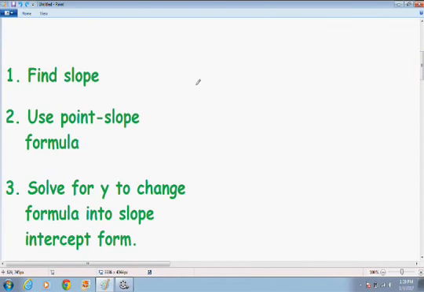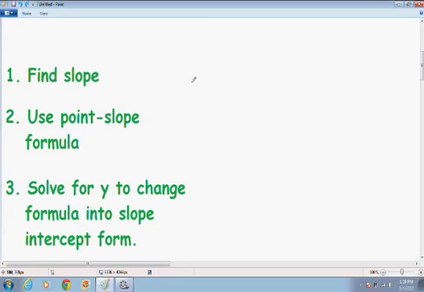I wrote the directions for you on the left-hand side of the screen. If you notice, the directions for this example are exactly the same as in my previous example when I gave you the slope and the point. So the directions for finding the equation of a line never change. They're always the same. The first step, number 1, is to find the slope.